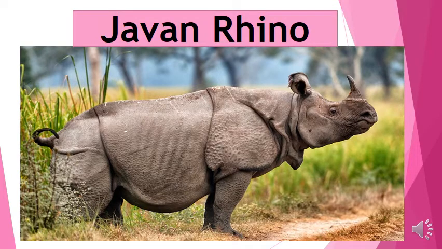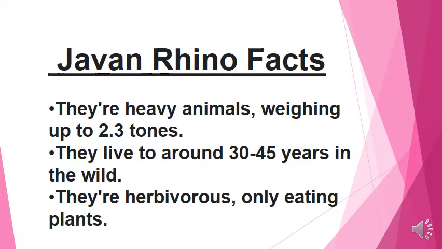Look at this innocent animal. It is so large and plump. What is it called? It is called Jarvan Rhino. And do you know that it is becoming extinct speedily? Let's read about some facts on Jarvan Rhino. They are heavy animals weighing up to 2.3 tons. So their weight is around 2.3 tons. Can you imagine how heavy they are?